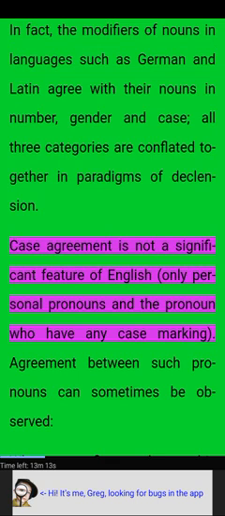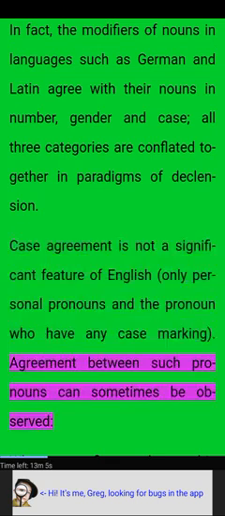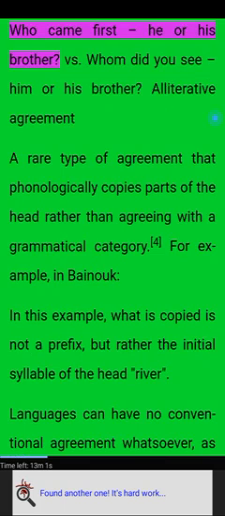Case agreement is not a significant feature of English. Only personal pronouns and the pronoun who have any case marking. Agreement between such pronouns can sometimes be observed: who came first, he or his brother, versus whom did you see, him or his brother.